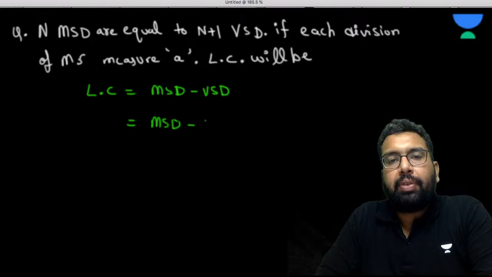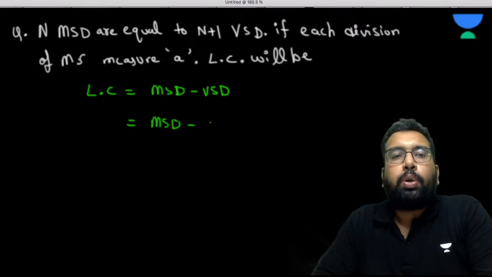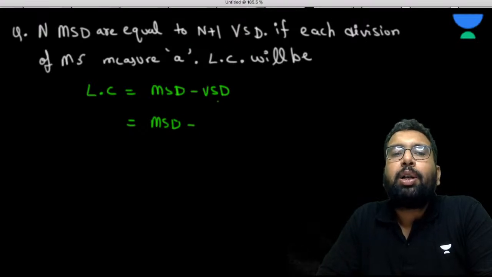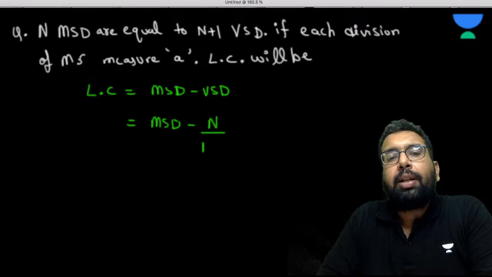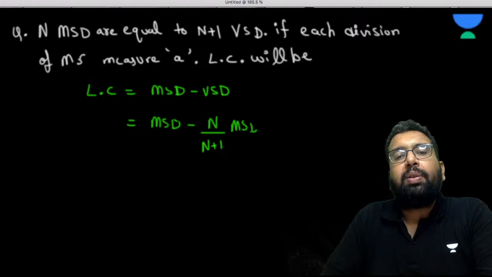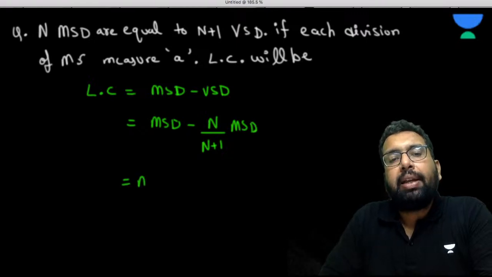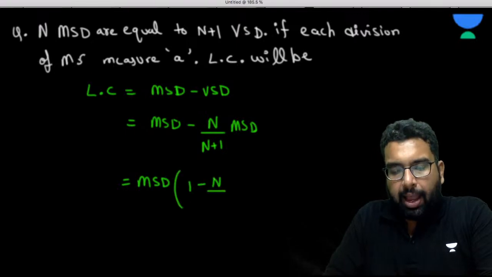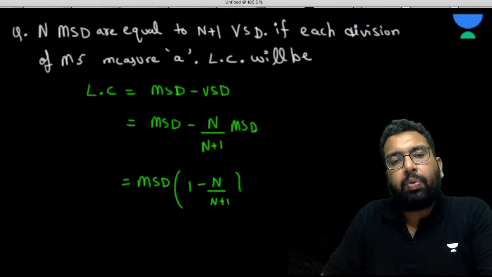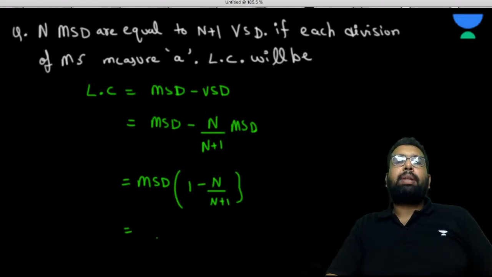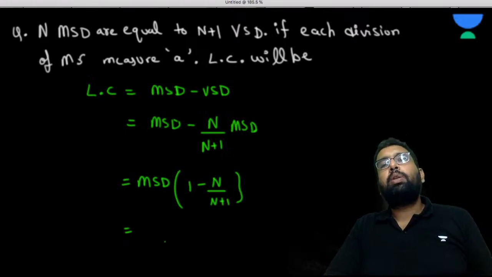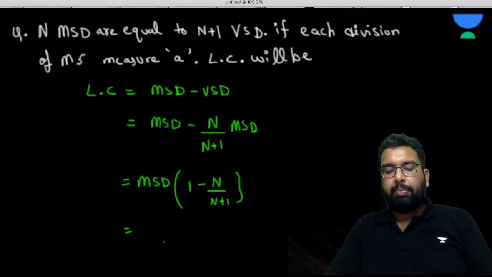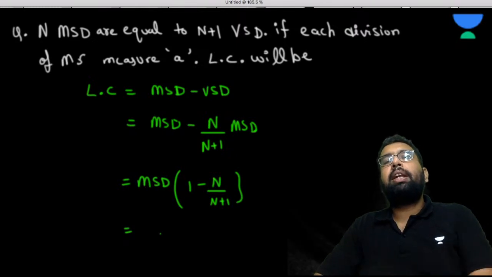So what is the Vernier scale division? n MSD are equal to n plus 1 VSD, so 1 VSD is equal to n upon n plus 1 MSD, right? So it is going to become MSD times (1 minus n upon n plus 1). And what is this MSD equal to? It is given that each division of main scale measures A.